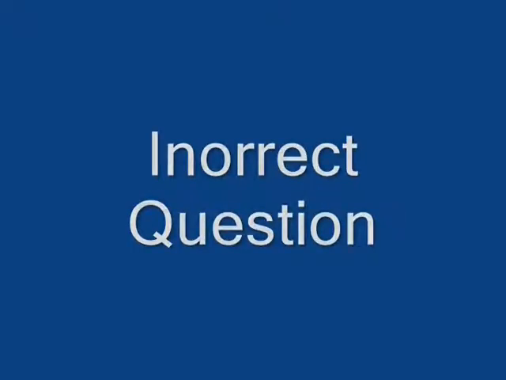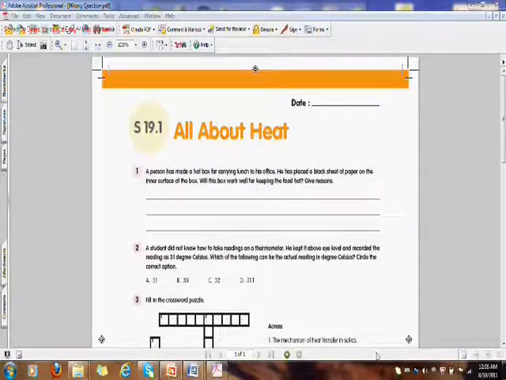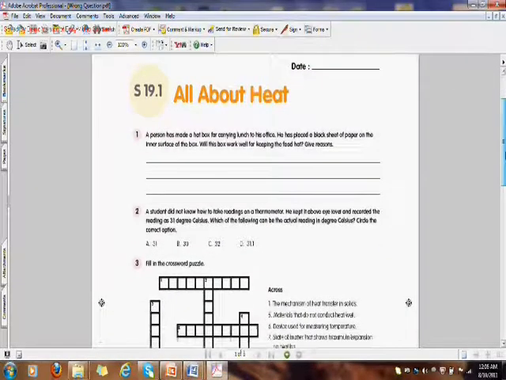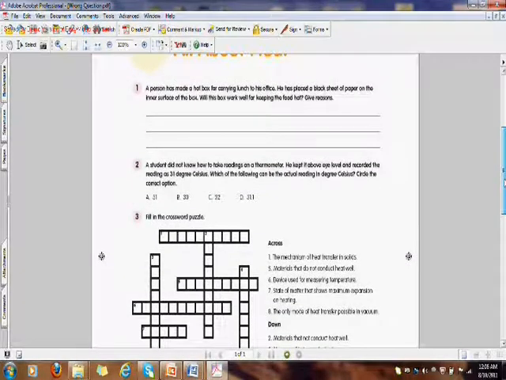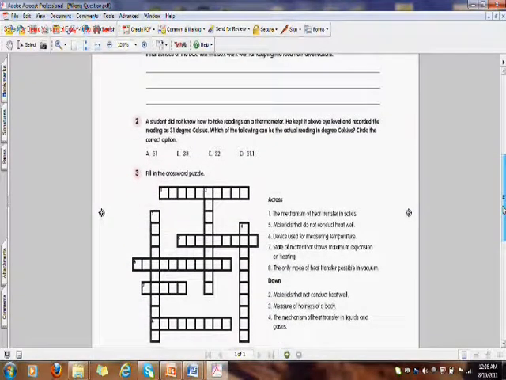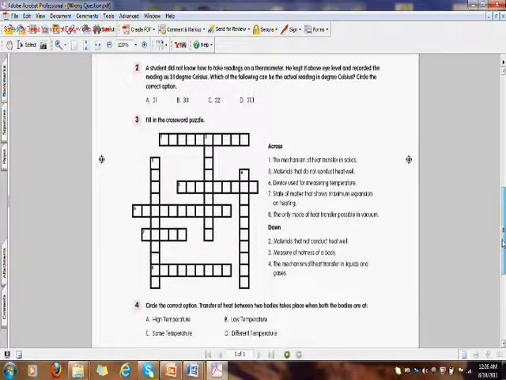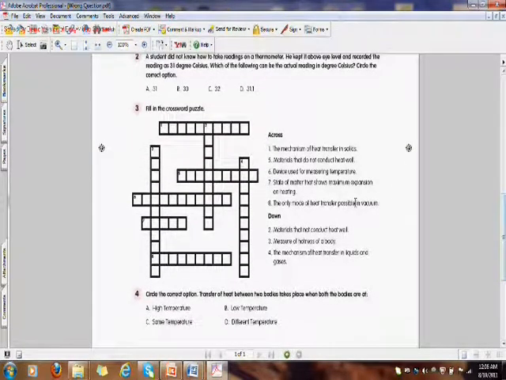Now let's look at this worksheet. In question 3 in the crossword puzzle, for going down 2, it says materials that not conduct heat well. First of all, here not should be omitted from this sentence, because if you look up in a cross section, number 5, the sentence already exists. Materials that do not conduct heat well. So this should actually be materials that conduct heat well. Moreover, as a sentence, this is grammatically incorrect.